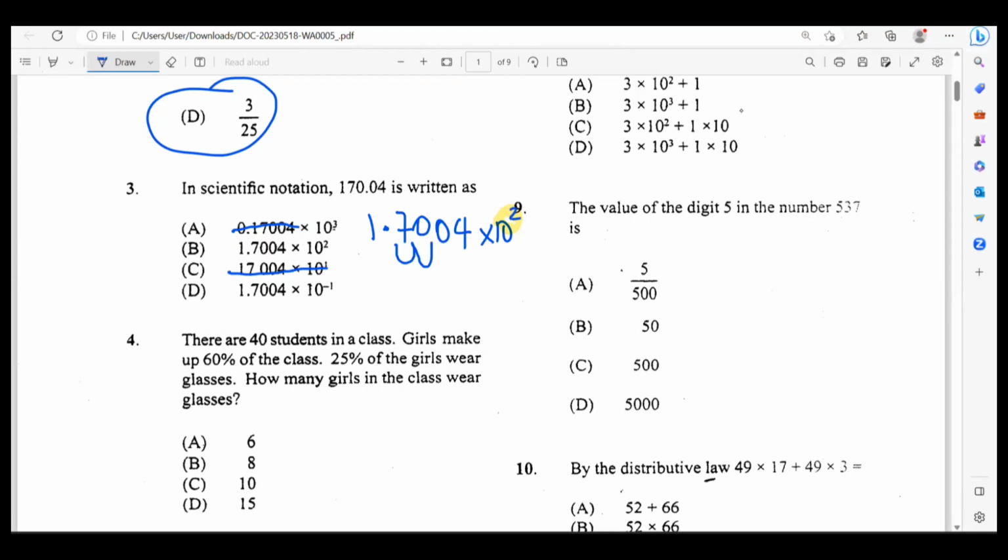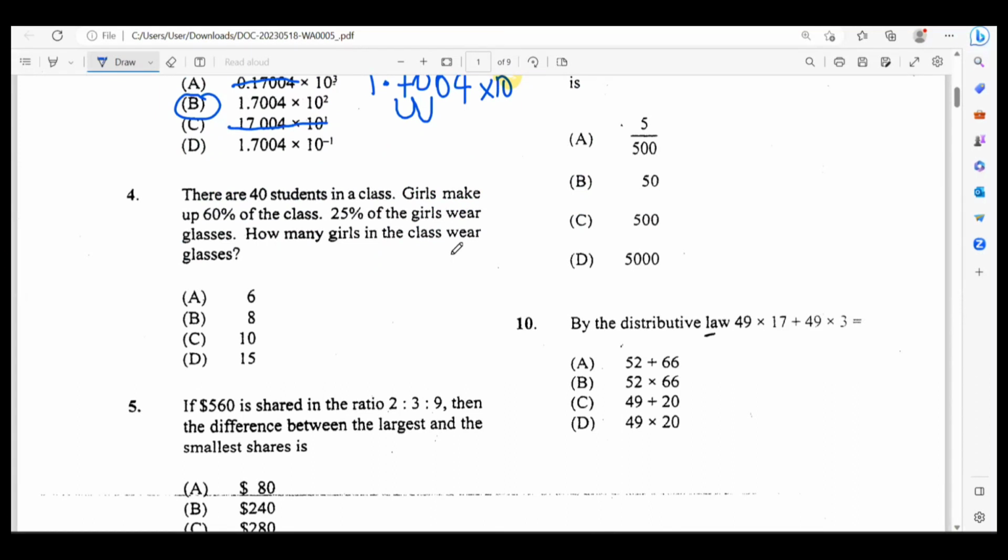So it moved 2 places. So this is going to be to the power of 2. But your 2 could be positive, it could be negative. So what you want to do is remember that if the original number is greater than 1 or equal to 1, it's a positive power. So in this case, this is positive because we were dealing with 170. So I'm looking for this as my answer, right? So you have to be very careful as you go forward. Also, if you move your decimal point from right to left, it's positive. So people kind of use that, but you have to use whatever you remember.